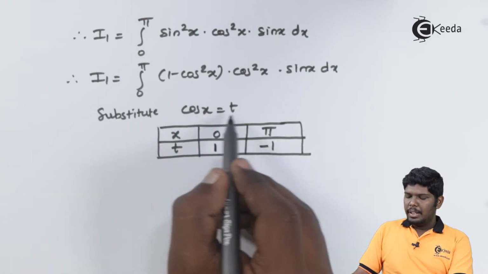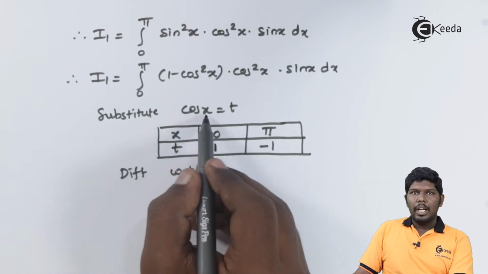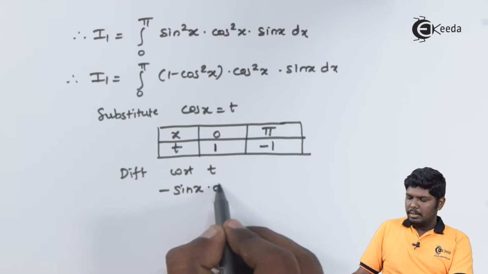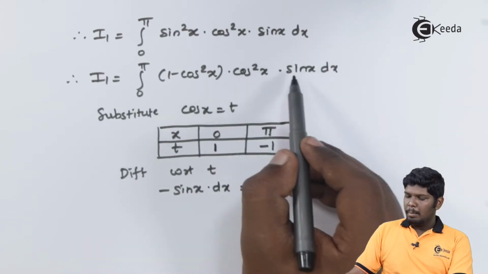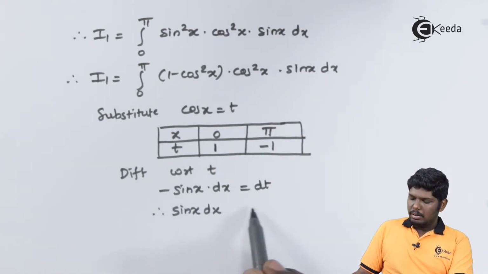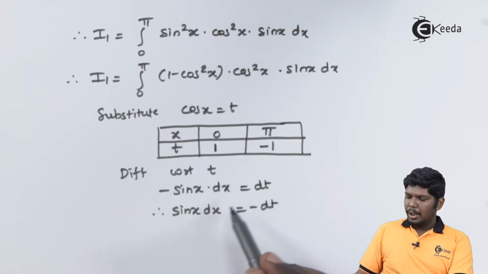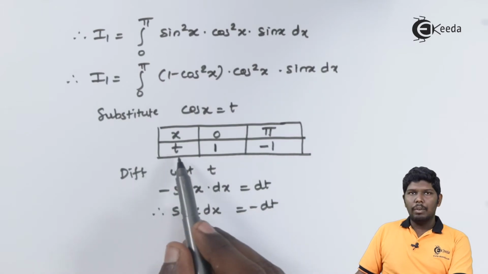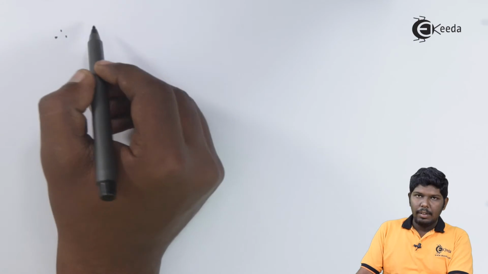After that, we will differentiate this equation with respect to t. So the derivative of cos x will give you minus sin x into dx, and on the right hand side we have dt. But we need only sin x dx. Therefore, sin x dx will become minus dt. So let us substitute the values of sin x dx as minus dt and the new limits of t, that is 1 and minus 1, in the given integral I1.